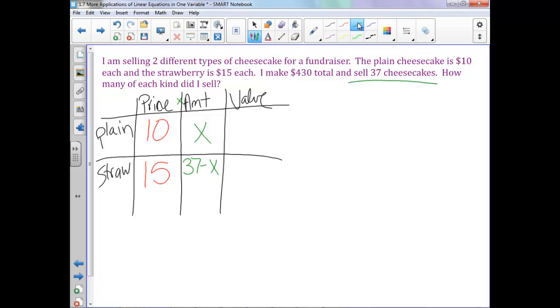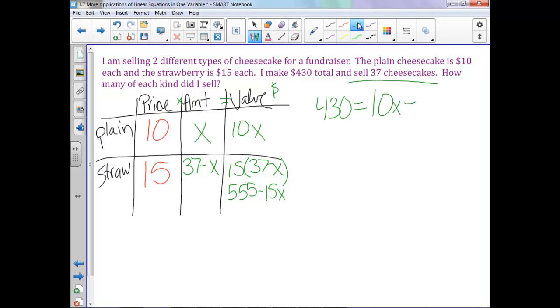And then this follows from before, multiply across. So our value is 10x, and then 15 times 37 minus x. If you wanted to go ahead and distribute, you could, and get 555 minus 15x. Now the value is our money. So we know we made $430 total. So that's how much money we made off the plain cheesecakes, which was 10x, plus how much money we made off the strawberry, which is this 555 minus 15x.